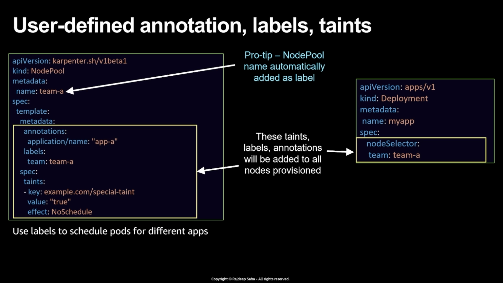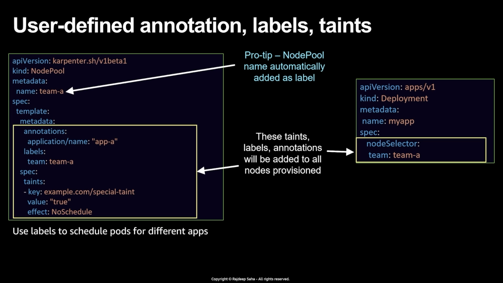One pro tip: the name of the NodePool is specified by this name: team A. This NodePool name will be automatically added as a label to the EC2 instances provisioned. So if you have multiple NodePools, each EC2 instance provisioned by those NodePools will have the label as the NodePool name.